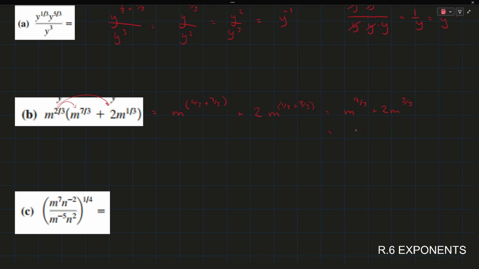M to the 3rd plus 2m. Yeah, and that's it. We can't combine those terms, right? We got an m to the 3rd and a 2m. Can't do it. This does not equal 2m to the 4th.